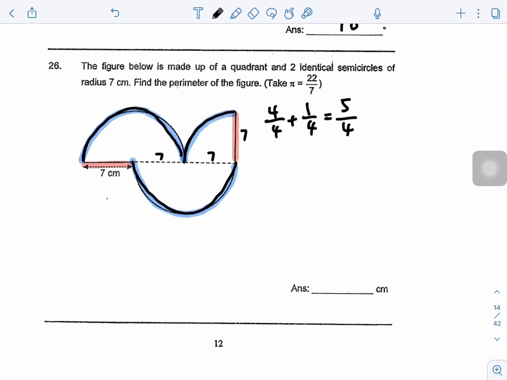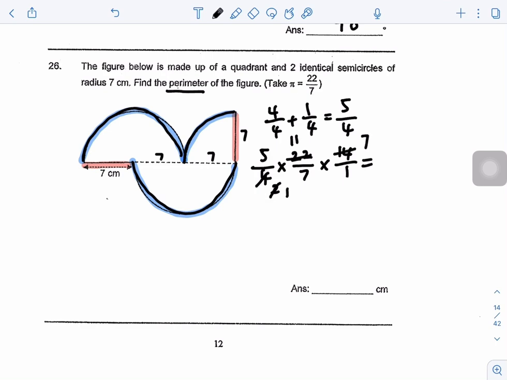How do we find area of the 5/4 circle? 5/4 times, what is the formula for area? Pi. Oh, sorry, we're not finding area, we're finding perimeter, right? So it's going to be pi times diameter. The diameter is 7 times 2, which is 14. Cancel as much as you can. This will be 2, 11. This 2 can cross out with the 14. 7 cross out with the 7. So we are left with 55 here.